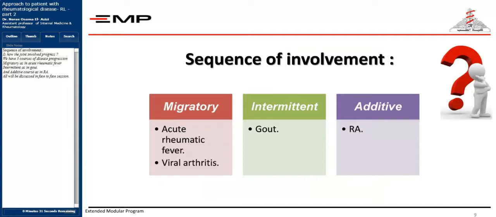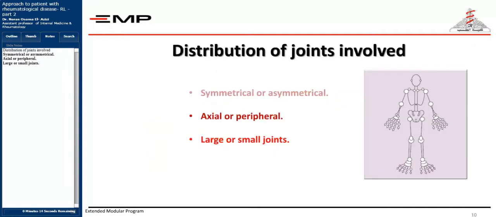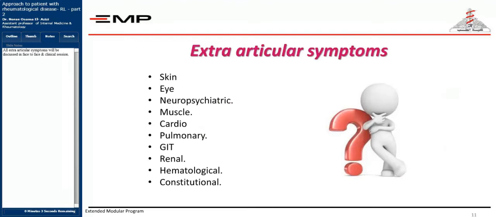Sequence of involvement is how the joint involvement progresses. We have 3 courses of disease progression: migratory, as in acute rheumatic fever, intermittent, as in gout, and additive, as in RA. All will be discussed in the face-to-face session. Distribution of joints involved: symmetrical or asymmetrical, axial or peripheral, large or small joints. All extra-articular symptoms will be discussed in the face-to-face and clinical session.